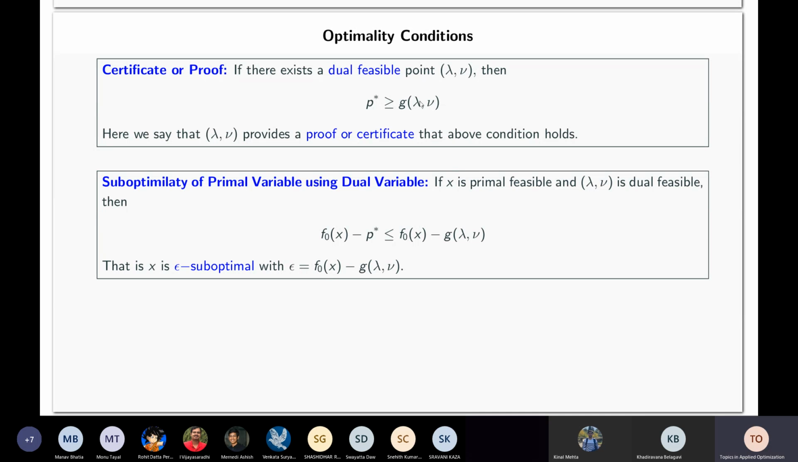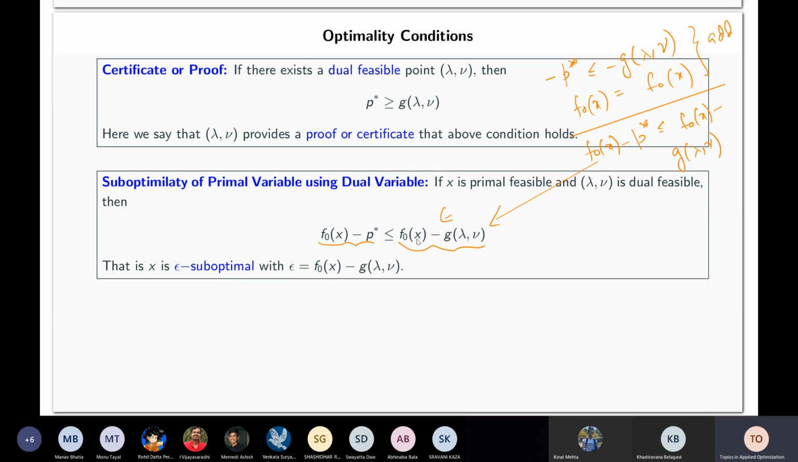Now, how can this be used? Here this inequality, I can write as minus P star is less than or equal to minus g of lambda, nu. And what I also know is that f naught x is equal to f naught x. Then I add these. If I add this, I get f naught x minus P star is less than or equal to f naught x minus g of lambda, nu. So this is the proof. What it is saying is that the difference of f naught x from the primal optimal value is bounded by this. In other words, I could take this as some epsilon value, and then my closeness to P star can be found from here.